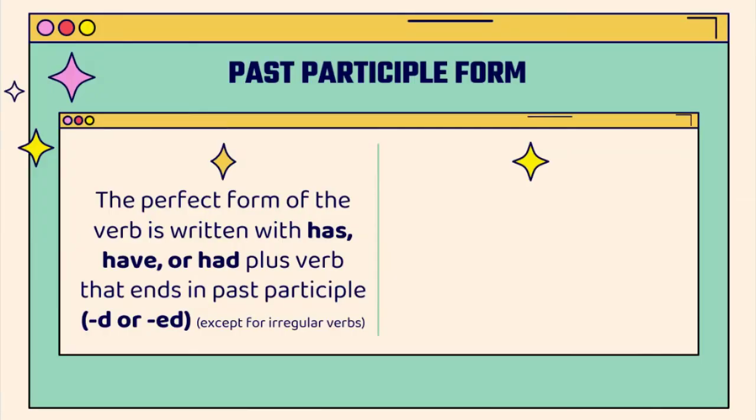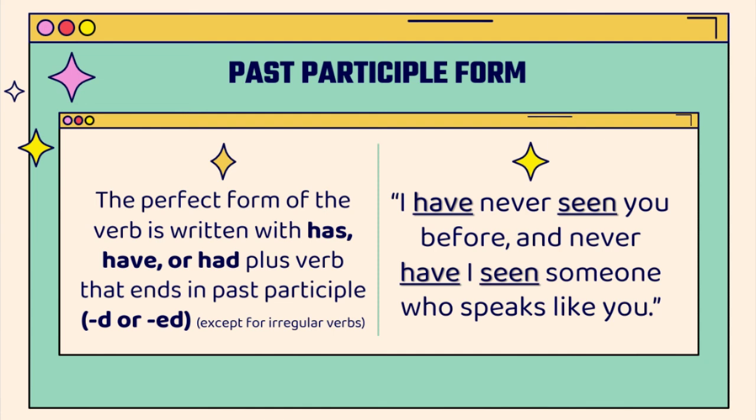Lastly, we have the past participle form. It is often, but not always, formed by adding the suffix ed to a verb. It can also be paired with auxiliary verbs like has, have, had, was, and were, to show that an action has been completed. By the way, if the noun is plural, we use have, and if it is singular, we use has. For example, I have never seen you before, and never have I seen someone who speaks like you. Here, seen is the past participle of the word see, and it is an irregular verb.